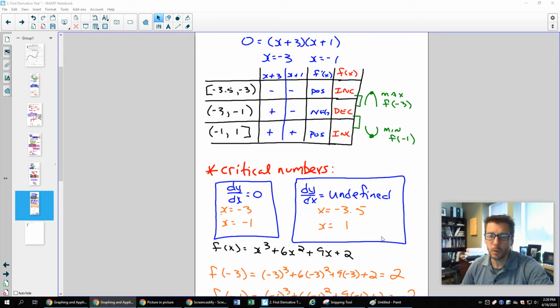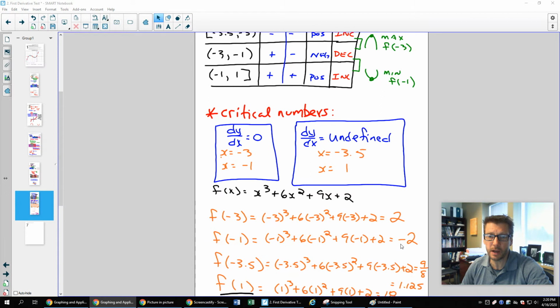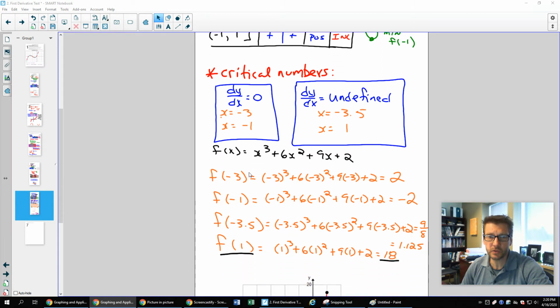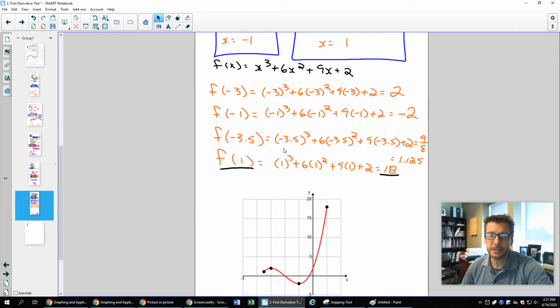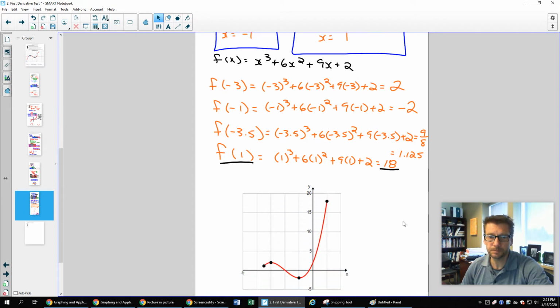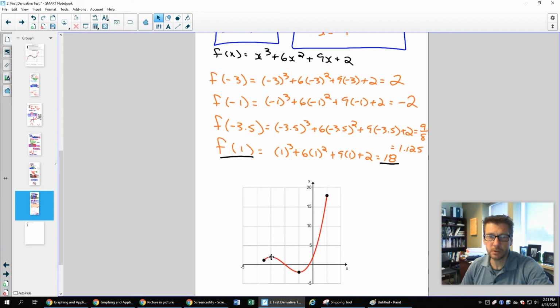So we want to know what are the function values at -3, -1, -3.5, and +1. We want to find all those y values for all these x values. So again, when you want to find points on the function, you have to make sure you deal with the original function, f of x. So when we find our points: (-3, 2), (-1, -2), (-3.5, 1.125), and (1, 18).